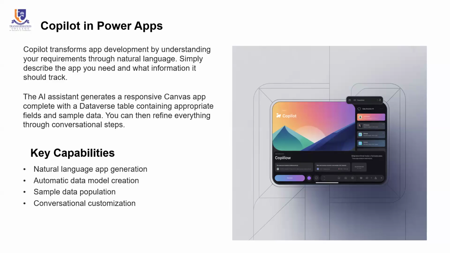So the key capabilities are natural language app generation, automatic data model creation, sample data population. You can generate sample data and conversational customization. So based on your prompt iterations, you can generate or modify it. So if our first prompt gave us this image on our right, if we decide to change the color, change the look, with another prompt, we can do all that and get a better output.